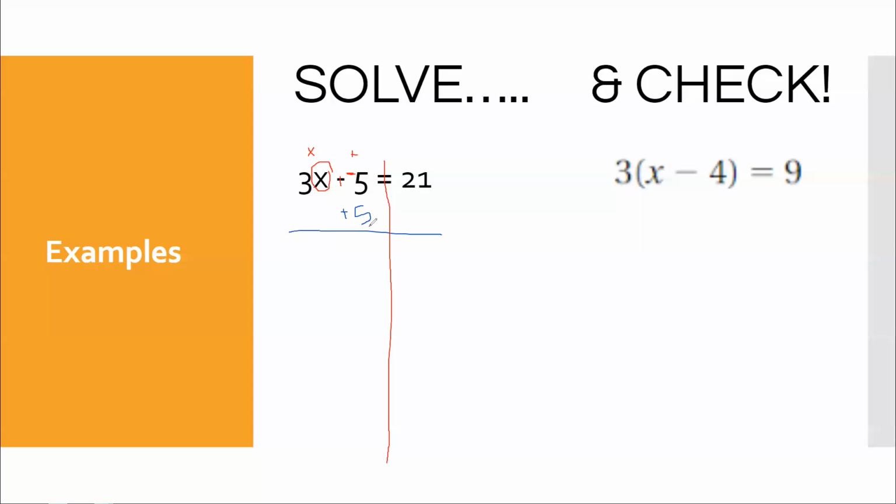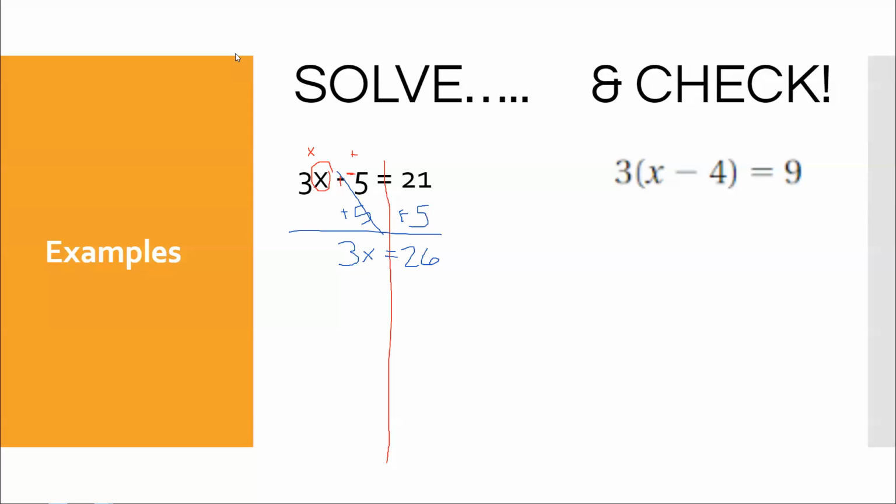So negative 5 plus 5 equals 0. Anything plus 0 is just itself. So we're going to rewrite that. But whatever I do to one side, I got to do it to the other. So I'm going to add 5 over here as well. So notice I wrote the same exact thing. I've got a positive 21 plus a positive 5. 21 plus 5 is 26. So we're done with our addition and subtraction.